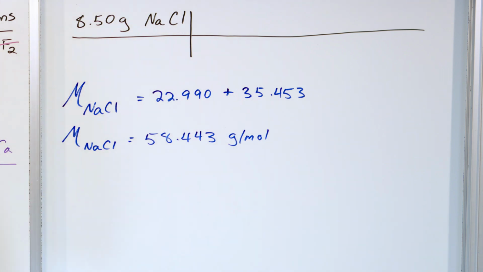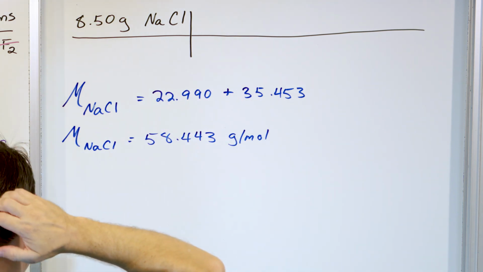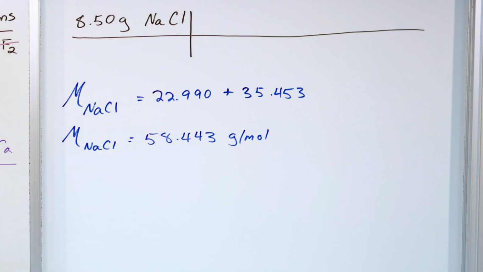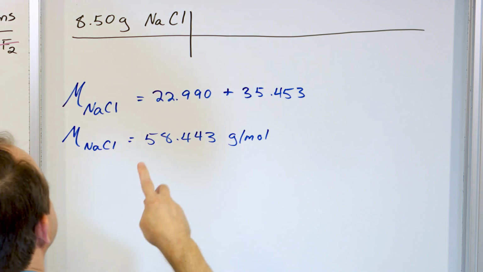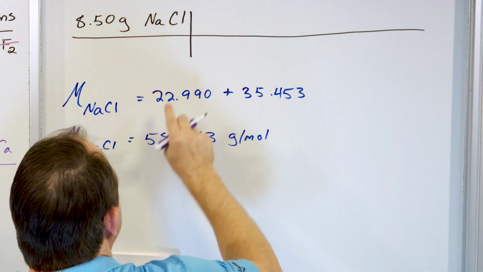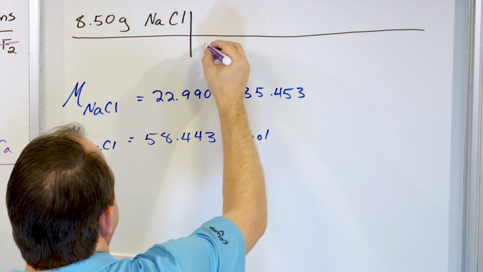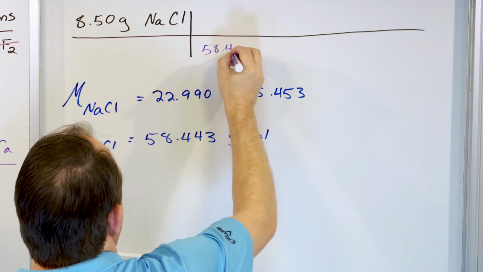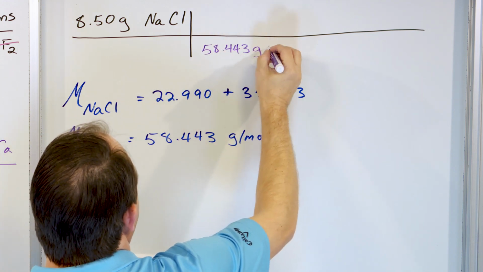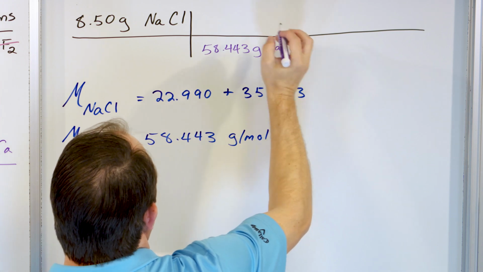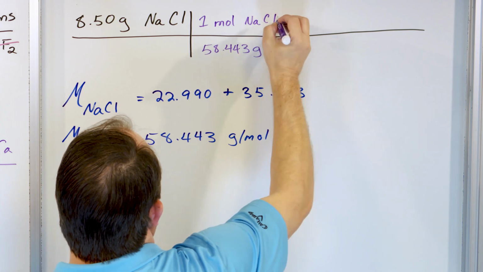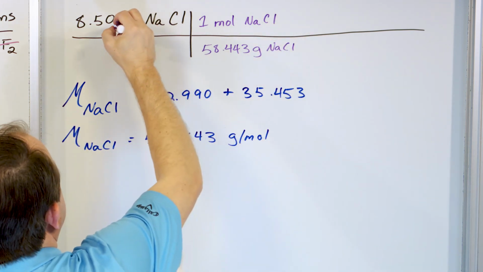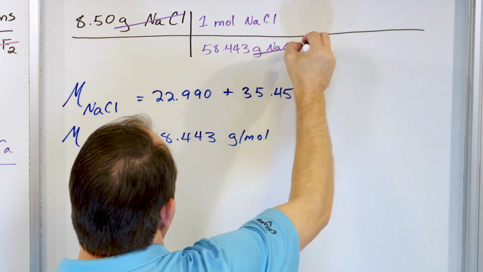And this is for the whole sodium chloride formula unit, ionic compound, right? So if I want to take what I've been given and go the next step in the conversion process, let's convert it to moles. So what I know is there's 58.443 grams of NaCl in 1 mole of NaCl. And I arrange it this way because the grams of sodium chloride will cancel with the grams of sodium chloride.